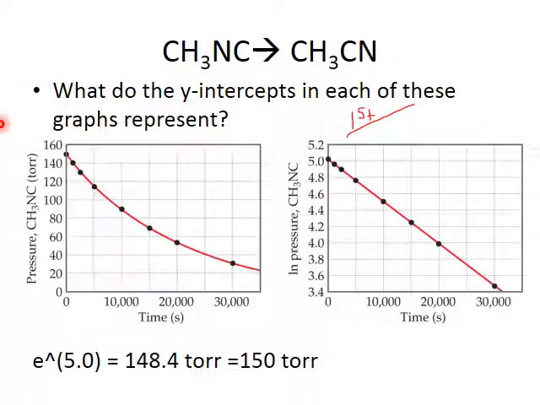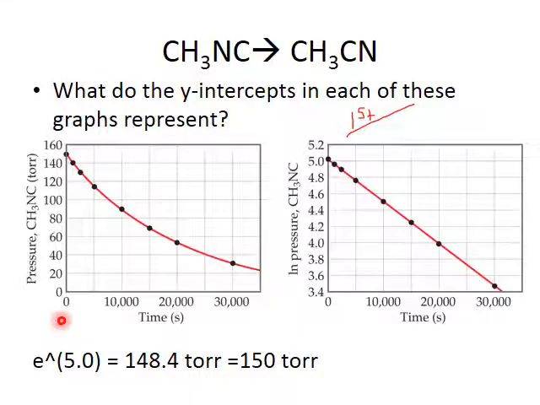And then the question at the top says, what do the y-intercepts in each of these graphs represent? So our y-intercept on our first graph tells us our initial pressure. A little bit hard to read, but maybe you have to do a little estimating there. And then our other graph tells us that our y-intercept is the natural log of the initial pressure. So if I wanted to find out what that initial pressure actually was, I would have to undo the natural log, take e to the 5.0, and I got 148.4 torr, which rounds to roughly 150, which looks about where our point is over on the left side graph. So we can go between these graphs pretty easily.